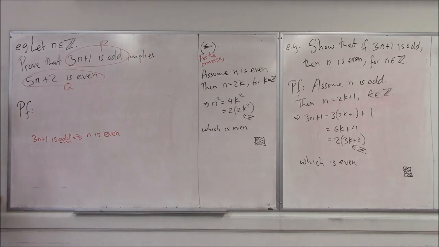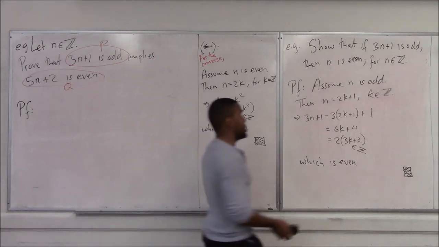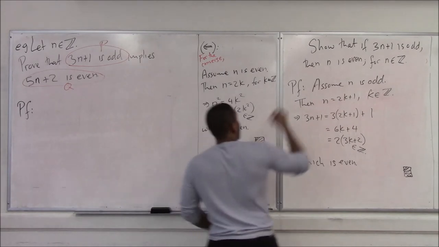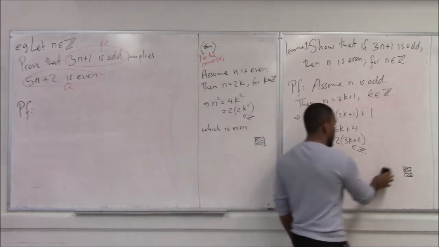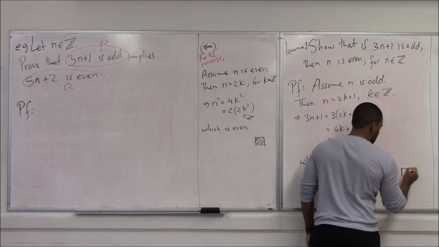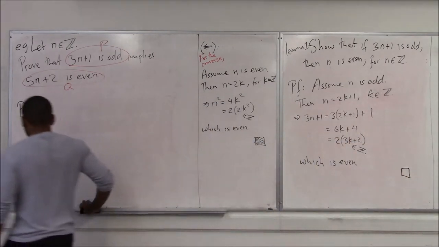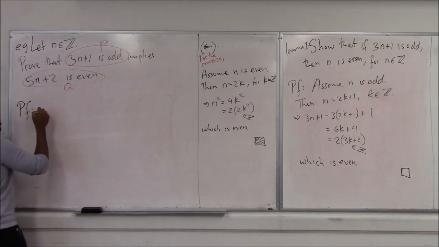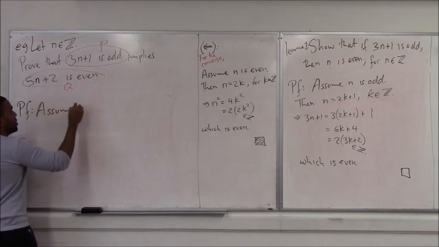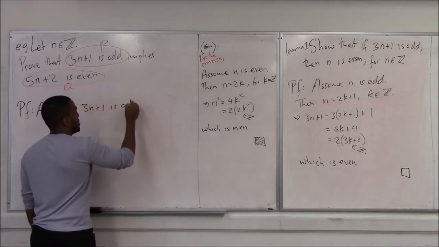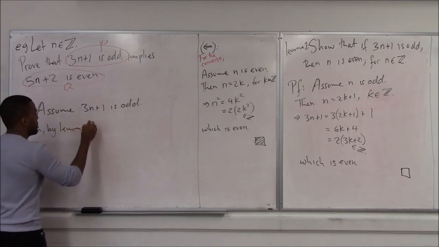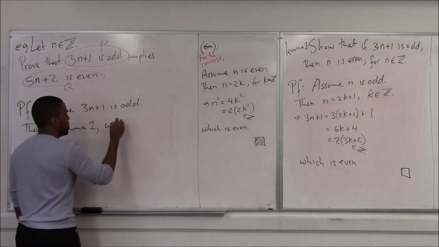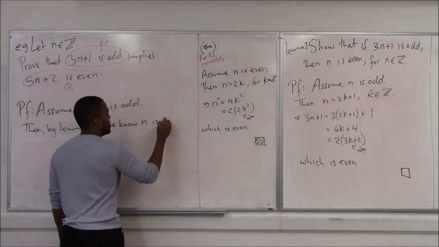So what I would do is use this as a lemma. I will very suggestively rename this example as lemma 1, to indicate that I'm going to be using this soon. And so now we can do a direct proof. Assume 3n plus 1 is odd. Then, by lemma 1, we know n is even.